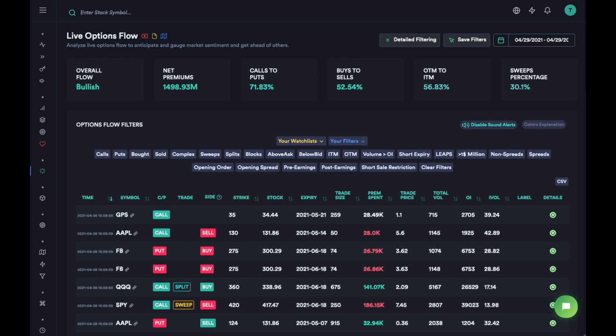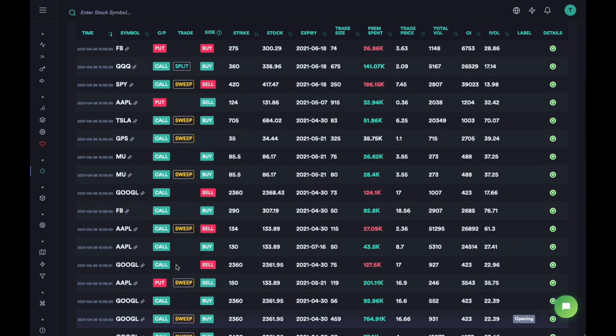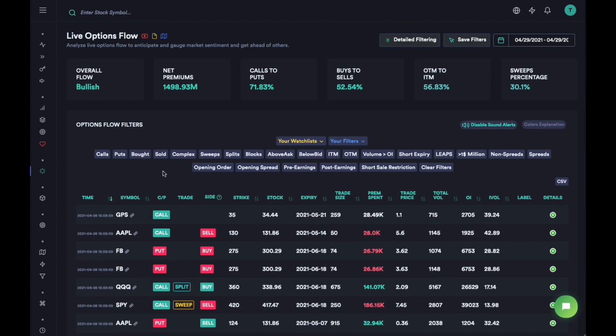Alright, so here we have all these filters that you can use to filter down the table. If we go to the bottom of the table, we can see that there are about 21,000 entries. So you obviously cannot look at all of them. You want to apply some filters and then see the filtered data to figure out your play. So let's see what filters might be useful for us.